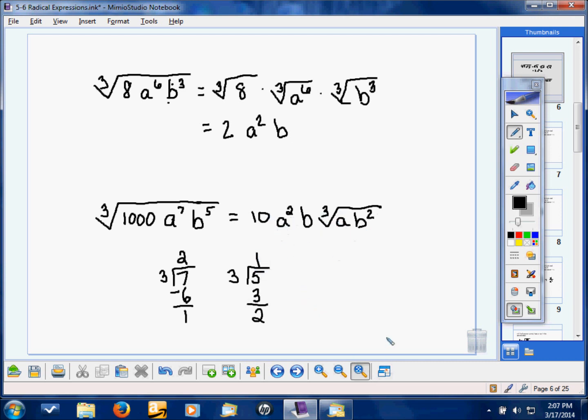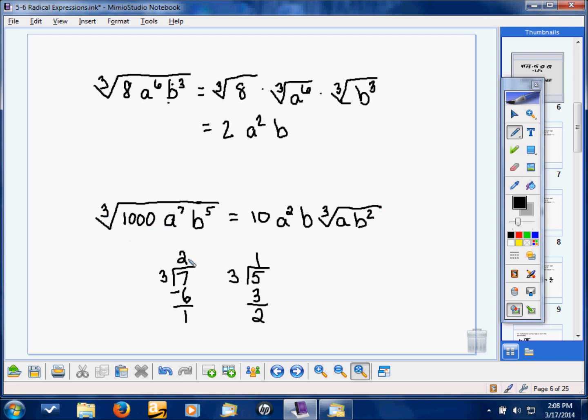Should that be a b squared? This one here? The second one. You have a b squared. Oh, you put it together? You put it both under? Yeah, both under the same radical. So, this is our simplified form of this.